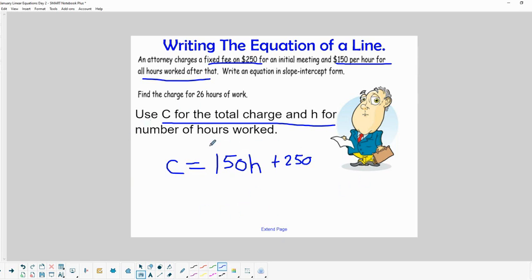So there's our equation, and then they want us to find out what it would cost to visit this lawyer for 26 hours. So basically you've got a little over 3 days of consultation time with him. So we do 150 times 26 plus 250.